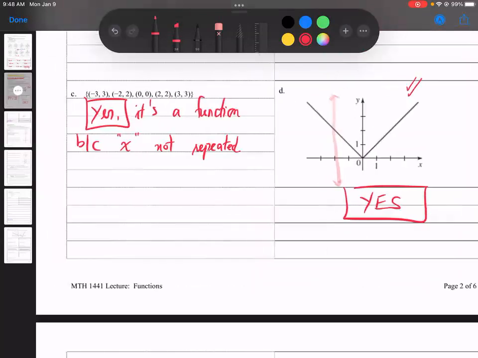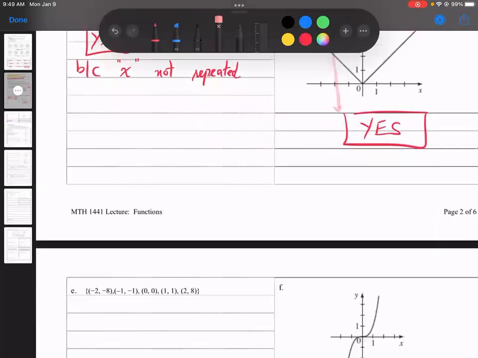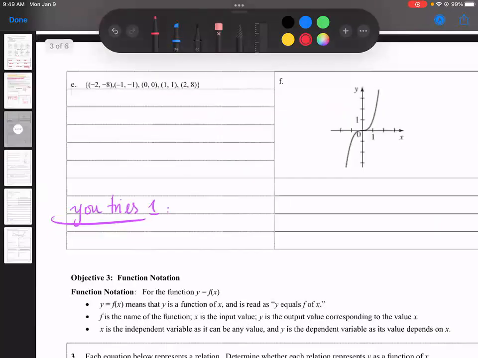Now, but let me go back to C a little bit before I move on. Some people argue C is not a function because 3 is repeated. But 3 is the y value, right? As long as my x is not repeated, I'm okay. But y can be repeated. That's all right. So it's still a function, even though 3 is repeated for y. E, yes, right, is good. Nothing repeated here, is there? No. So yes.